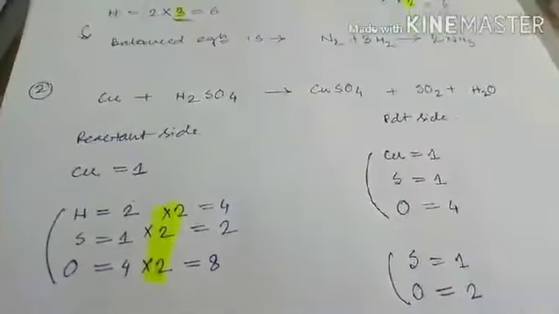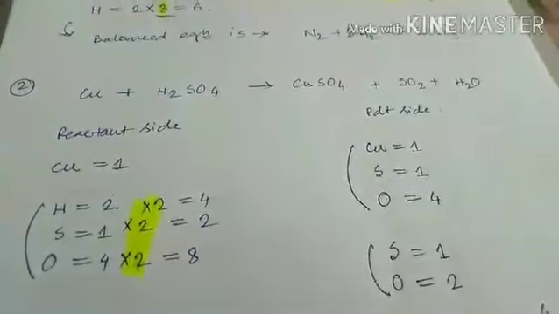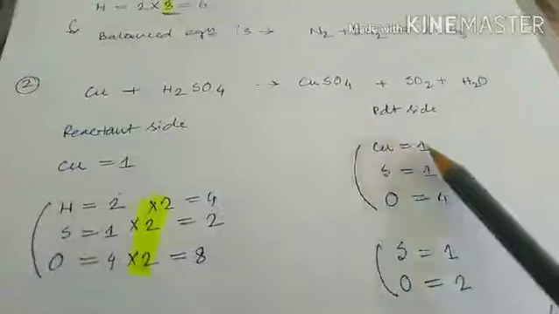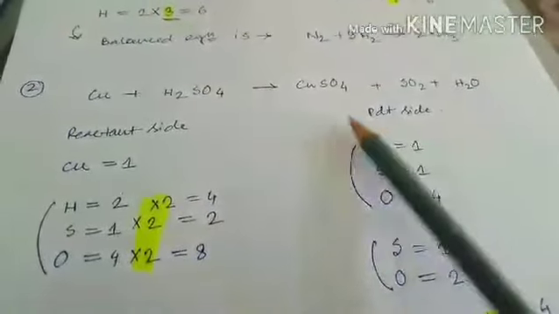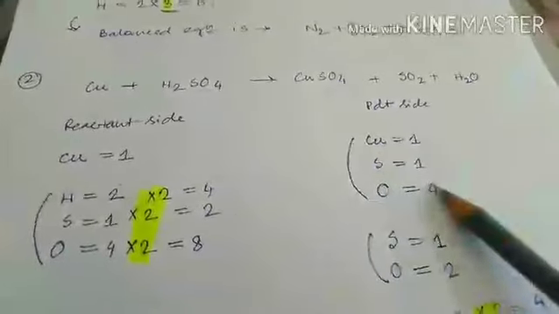Okay, and the other thing, in the product side, in CuSO4, the number of atoms of Cu is 1, the number of atoms of sulfur is 1 and oxygen is 4, that is also the same.